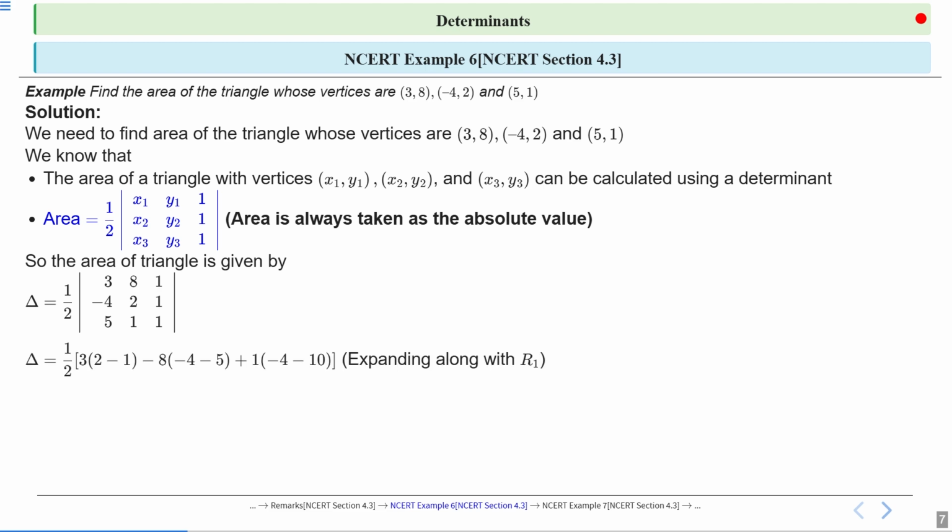So expanding along R1, we get 1 by 2. As we are already familiar with how to expand to get the determinant, we just take the first element 3 and then the determinant of the matrix of order 2 cross 2, which is obtained by cancelling the first row and first column. So we get 2 1 1 1, and the determinant of 2 1 1 1 is 2 minus 1. Similarly, we get minus 8 into minus 4 minus 5 plus 1 into minus 4 minus 10.